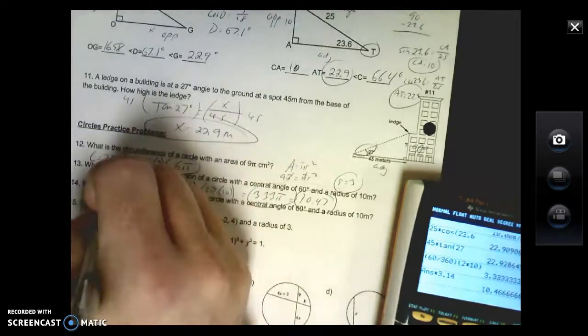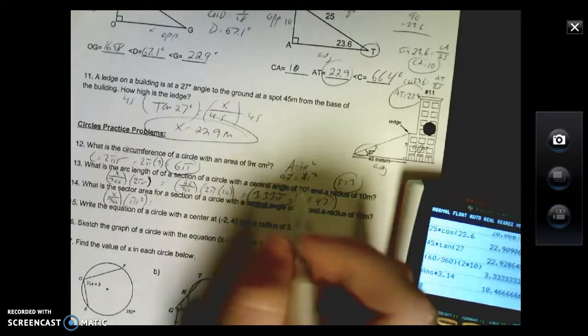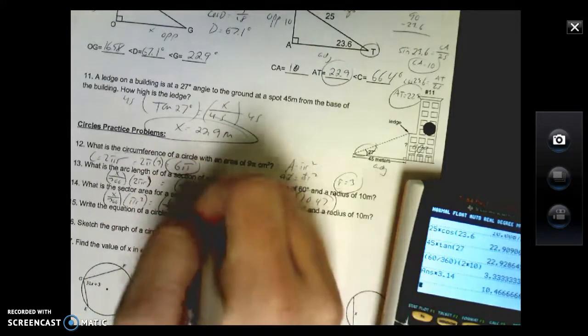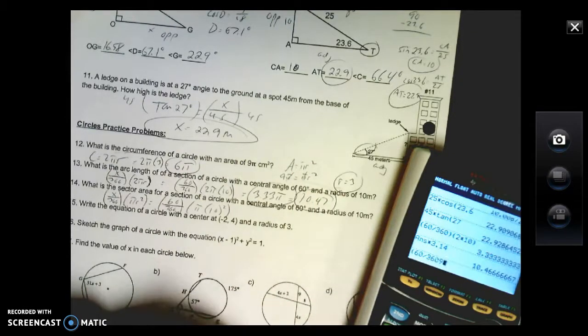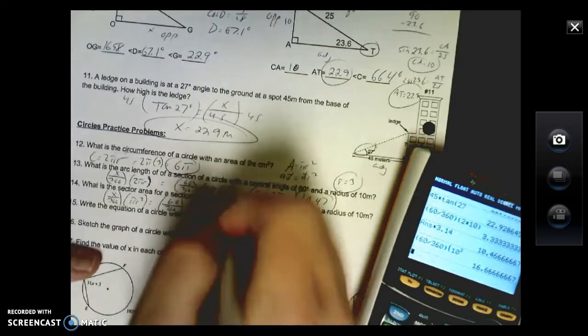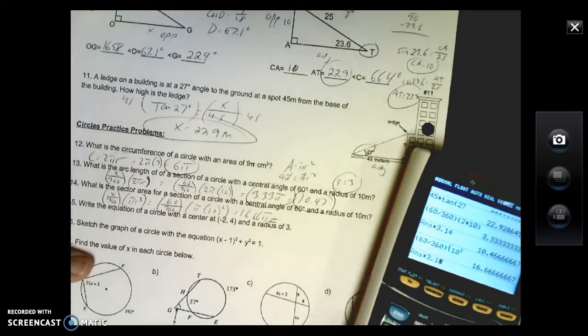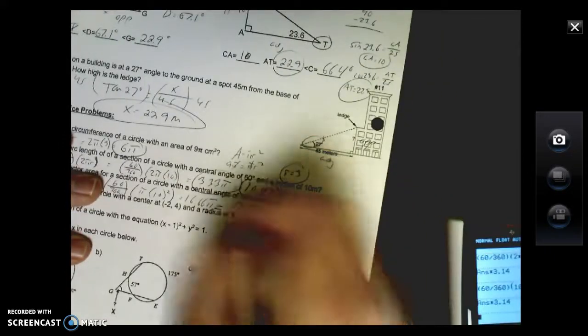Sector area is the same exact thing, except that instead of 2 pi r, it's pi r squared. So this one they're giving us 60. It's the same exact problem. Pi, and my radius is 10 squared. We're doing 60 over 360 times pi, which is 3.14. So it would be 16.66 pi, or if I multiply that by 3.14, I get 52.33. This would be meters squared, and the top one would just be meters because it's talking about circumference.